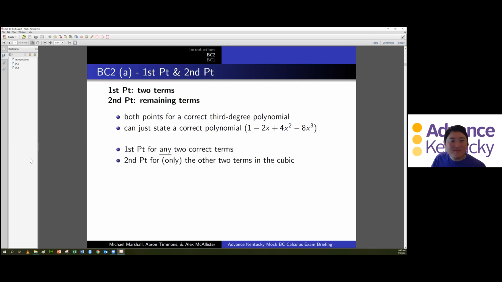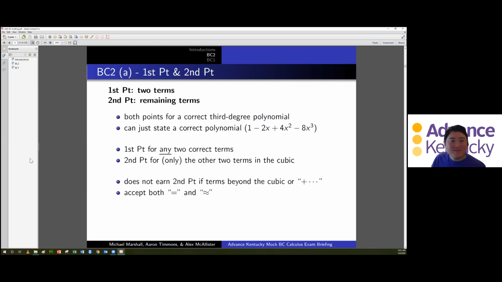We're going to emphasize the first point for any two correct terms. We'll see some examples in a minute. You might imagine someone leaving off negatives or messing up the constant term, but getting the next two terms right. So we're not going to require any two particular terms to be correct, but at least two to earn that first point. And then the second point is for the other two terms, and to earn it, it's got to be perfect.